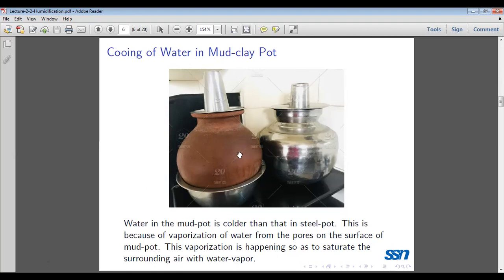Whereas in the summer, definitely there is a large tendency for this water to vaporize, and it is at the expense of the energy of the water in the pot. Am I able to explain correctly? Is it understandable? Yes, sir. I understood, sir. Thanks.